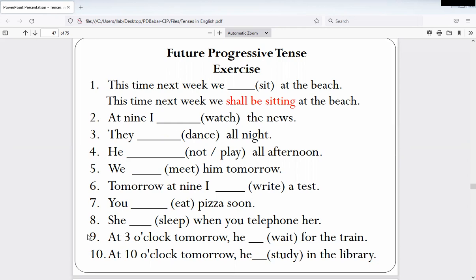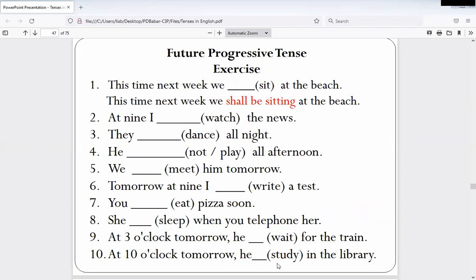So we are talking about the events or the incidents that will be happening in the future. That's why for narrating those incidents, we make use of the future progressive tense. Okay, so this is the 9th one. And 10th one is, at 10 o'clock tomorrow, he, in bracket, study in the library.